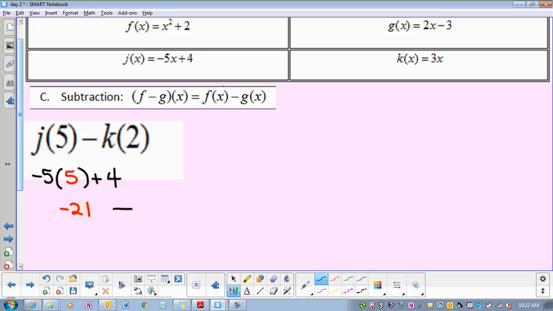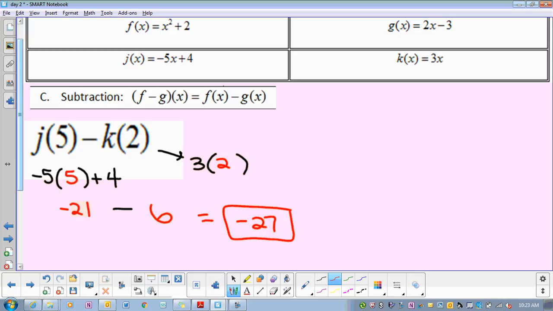Minus, and then let's do that k of 2. k function is 3x, so 3x, but I need to plug in 2. What's 3 times 2? 6. So there we go. Negative 21 minus 6 gives me, thank you, negative 27. And there we go, that's it. That's my answer. So good. You guys ready for the next one?